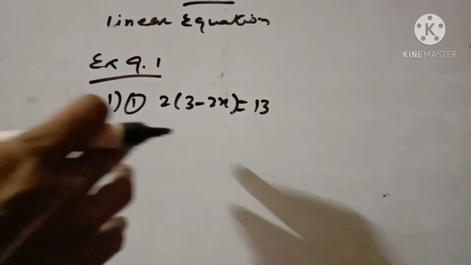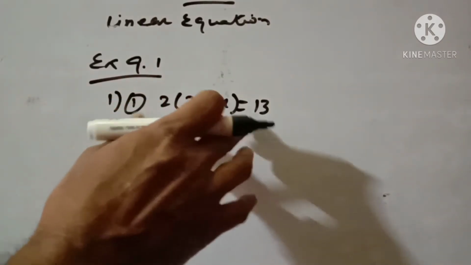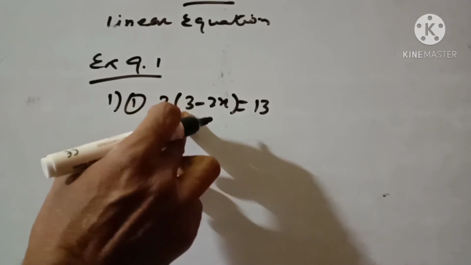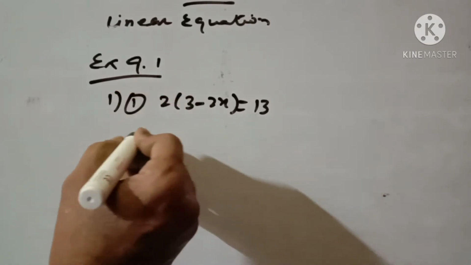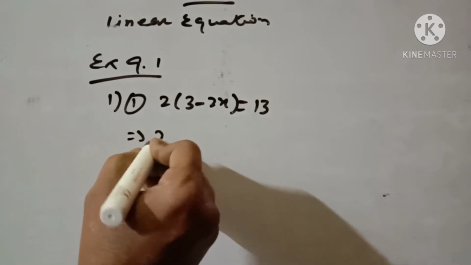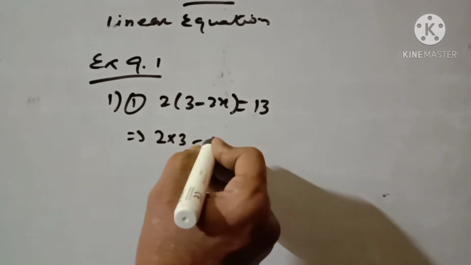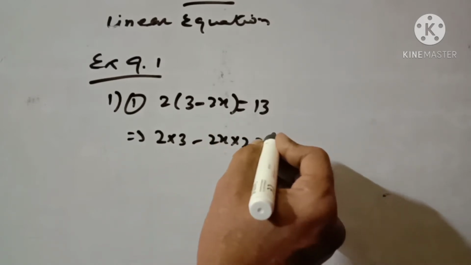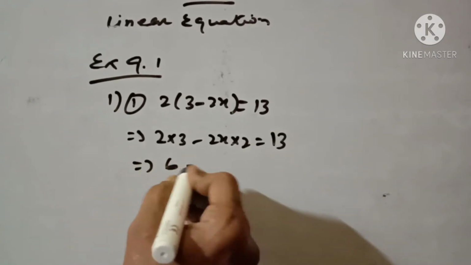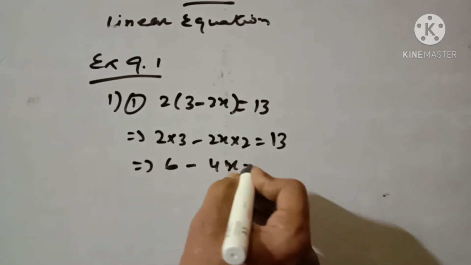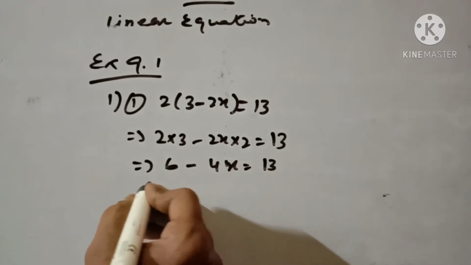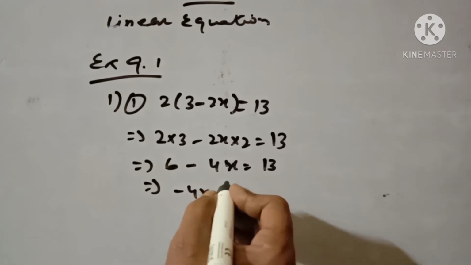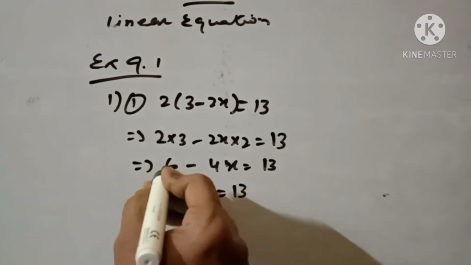Now question number 1: 2(3 - 2x) = 13, find the value of x. This 2 will multiply both 3 and -2x, so I can write 2 into 3 minus 2x into 2 equals 13. So 6 - 4x = 13. Now -4x = 13, and this 6 I am taking to this side.